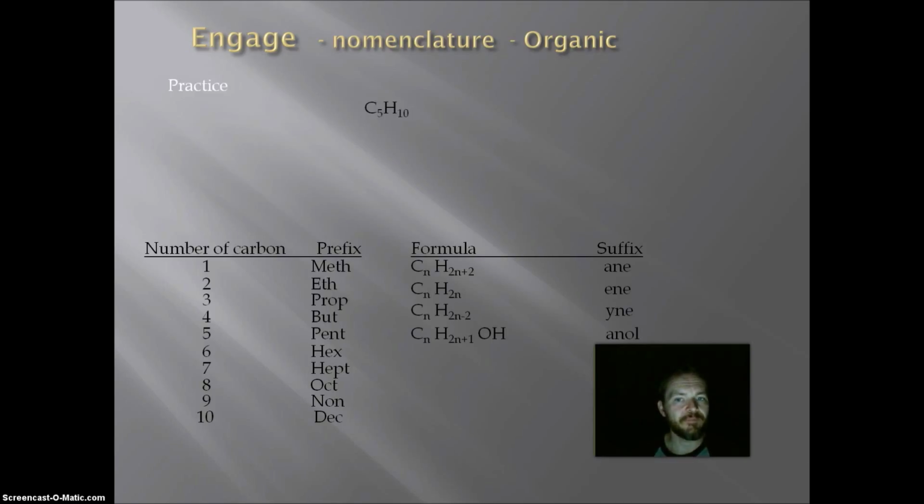Let's try a couple. C5H10. If I look at that, it's 5 carbon, so the prefix is pent. Now, 5 times 2 is 10, so we have twice as many hydrogen as carbon, which means that we're going to get the ene ending. So our structure is going to be pentene, and that is the correct name for C5H10.